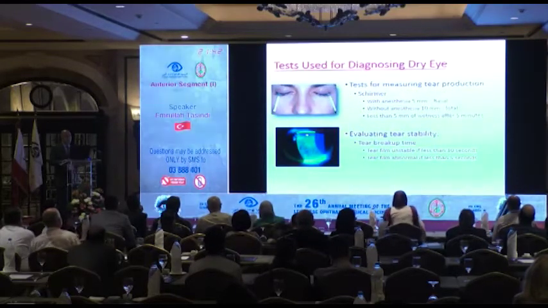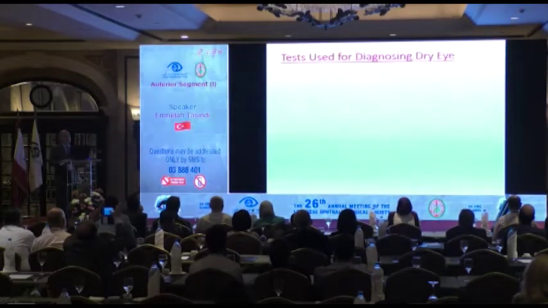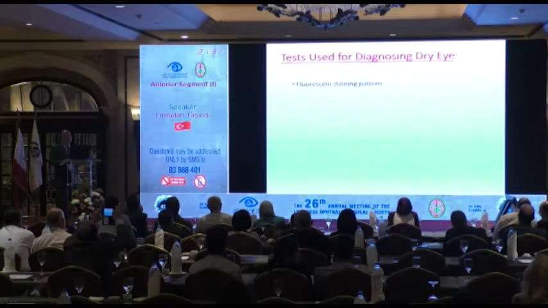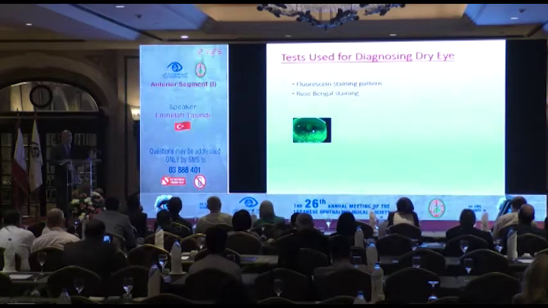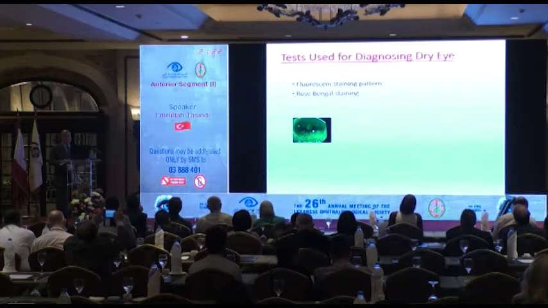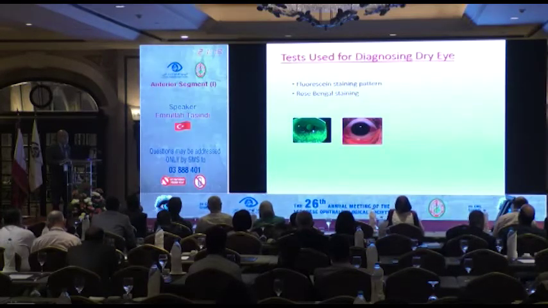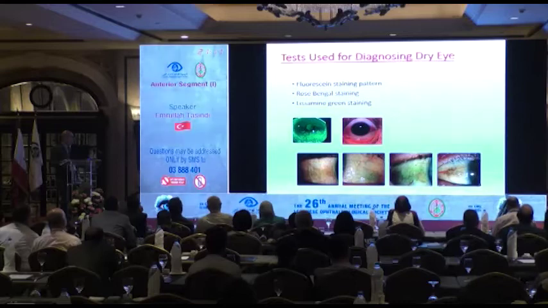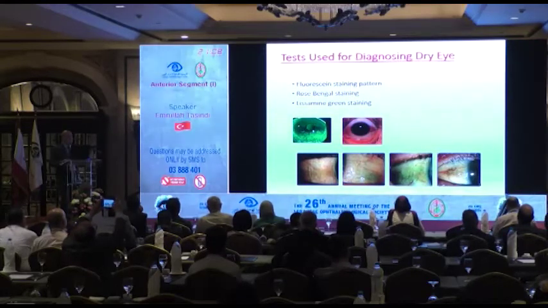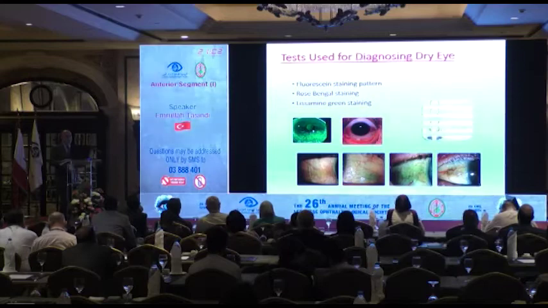And also, we have to do the tests for dry eye diagnosis, and Schirmer and tear break-up time are still the leading ones. Of course, there are very many other testing styles, but in my opinion, fluorescein staining is very important, taking both break-up time and any problems on the cornea. Also, it's very important for me to use lissamine green staining. That way, we have the chance to see any problems on the conjunctiva if they are going on, and whether we are treating the patients well or not.